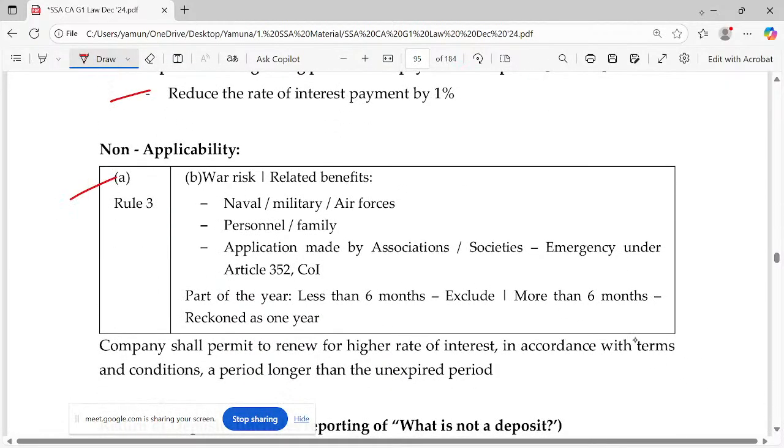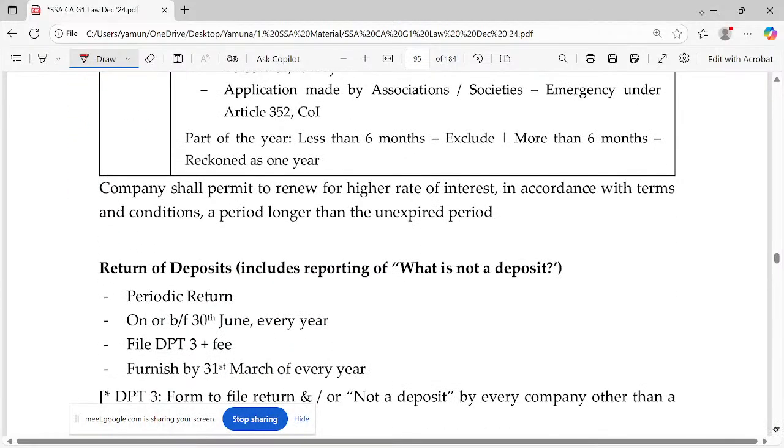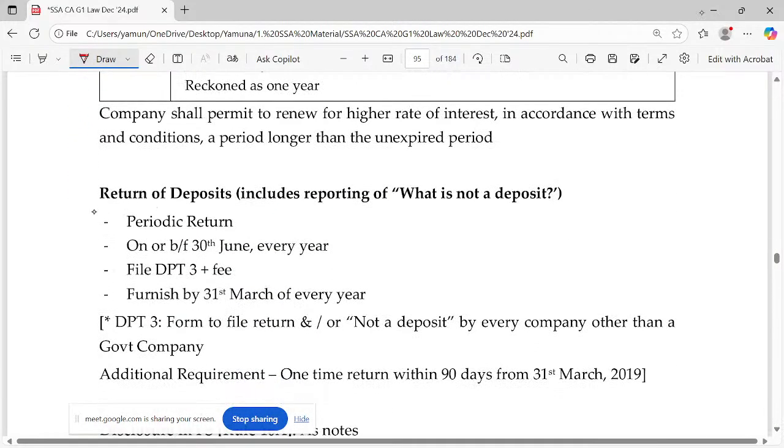This is all you can just go through. Yeah, I'll go for this one. Return of deposits. Already I've discussed this, but I'm just refreshing. Please highlight. Includes reporting of not of deposit.